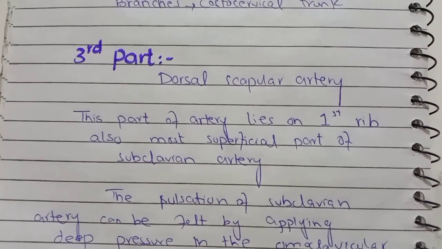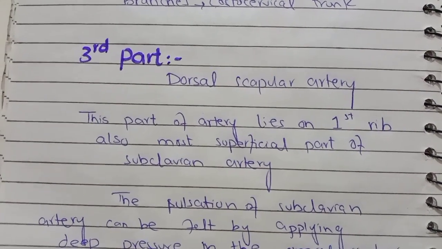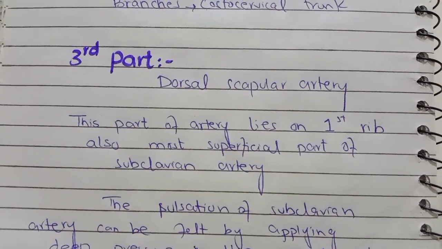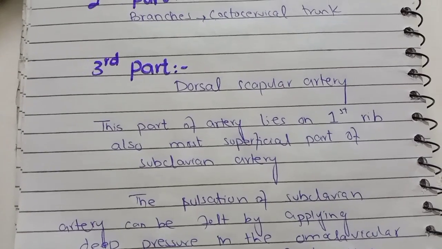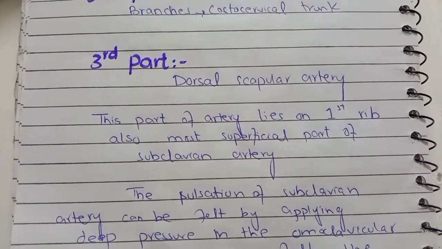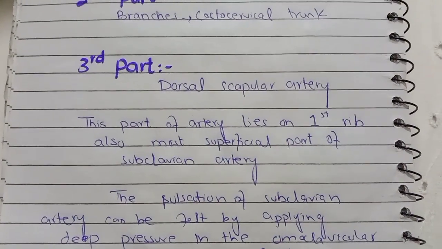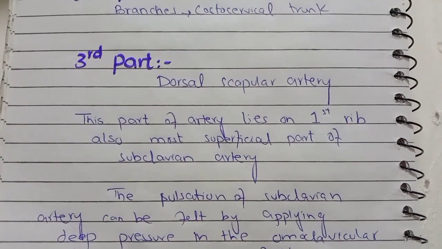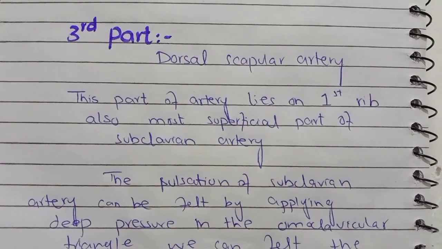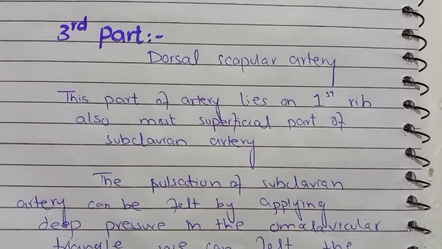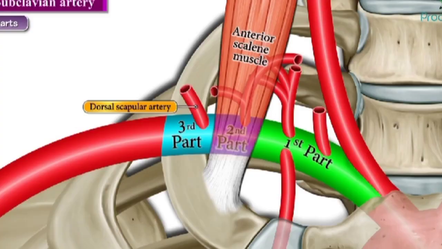Now coming towards the third part of subclavian artery, which is also known as the last part of subclavian artery, and it lies lateral to the anterior scalene muscle and gives off an important branch called dorsoscapular artery. This part of artery lies on the first rib, and is also the most superficial part of subclavian artery. As you can see here, dorsoscapular artery is a branch of the third part of subclavian artery.